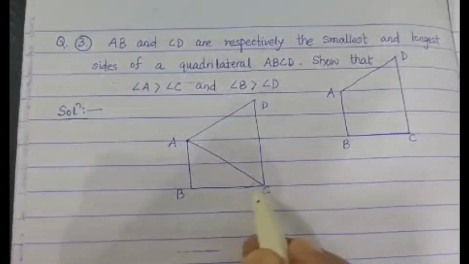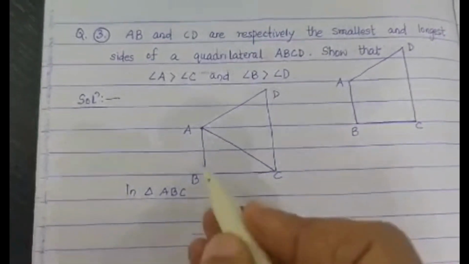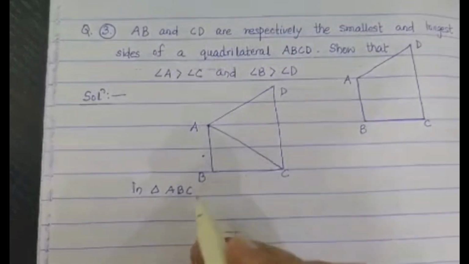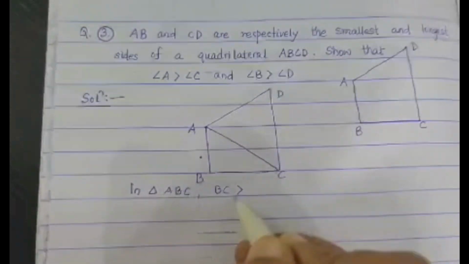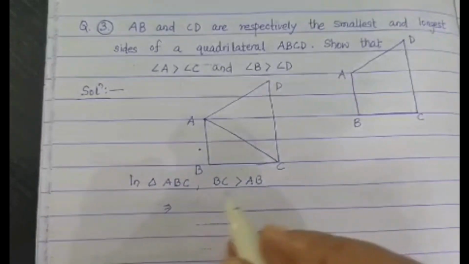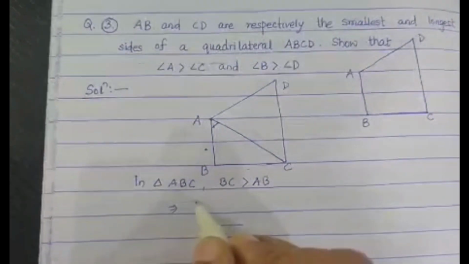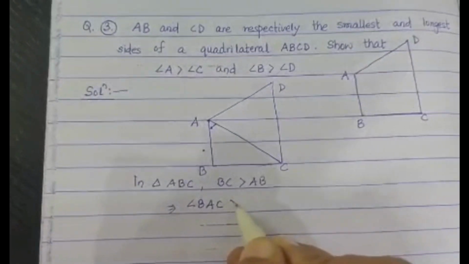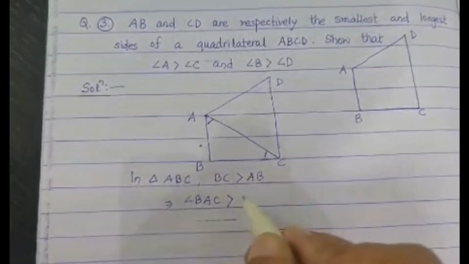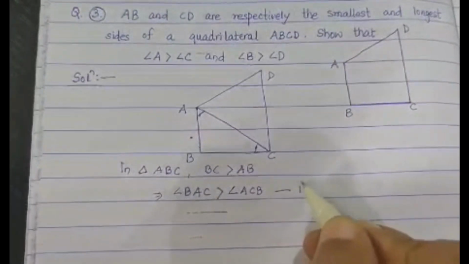Now in triangle ABC, we know this is the smallest side. That means this side is bigger than this. So BC is larger than AB. That means the angle opposite to this BC, that means this angle BAC, will be greater than the angle opposite to this side, means this angle ACB. Alright, let us take this as 1.